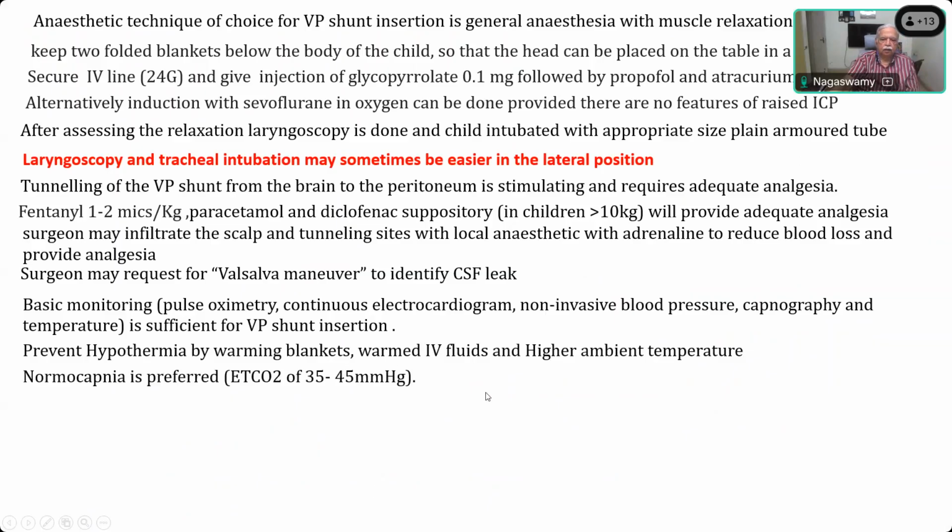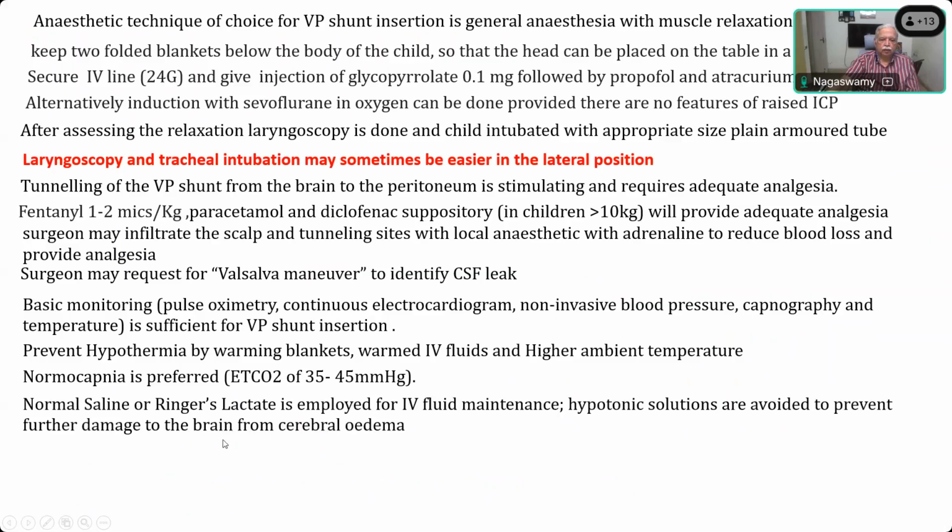So prevention of hypothermia in small babies by the usual method of warm blankets, IV fluids, and all these things is routine. And normocapnia should be maintained. Do not hyperventilate, and do not allow hypercarbia to happen. So as much as you take precautions to prevent hypercarbia, measures to maintain normocapnia is also very important. And normal saline or ringer lactate will be the fluid of choice.